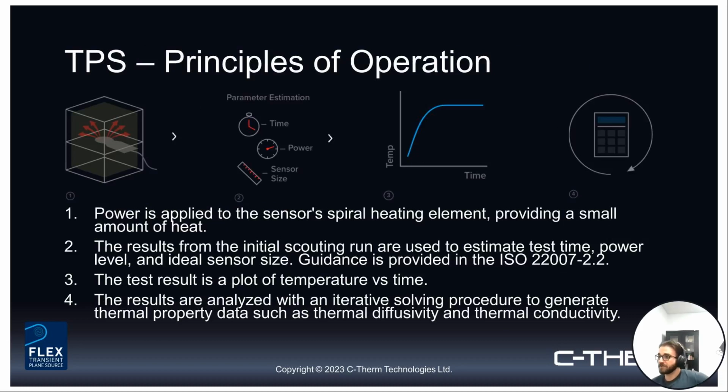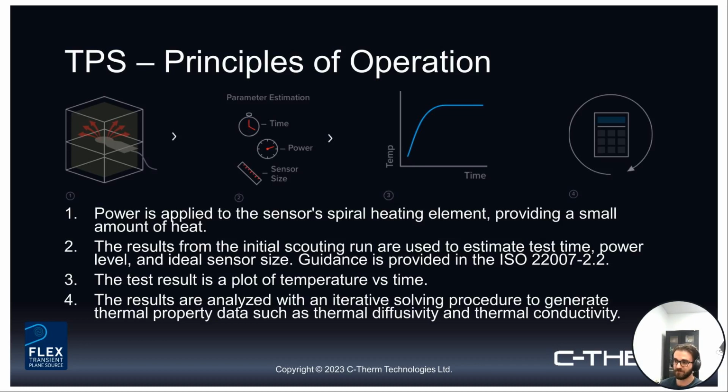So again, we'll take a look at the principles of operation for the TPS, keeping it quite high level today. Effectively, the sensor is placed between two samples. It's a double-sided sensor, so one sample goes on top and one sample goes on the bottom side. As I mentioned, you have full control over the time and power parameters in the software, so you'll set those up based on your settings. And also just to note, the TPS does come in a variety of sensor sizes.